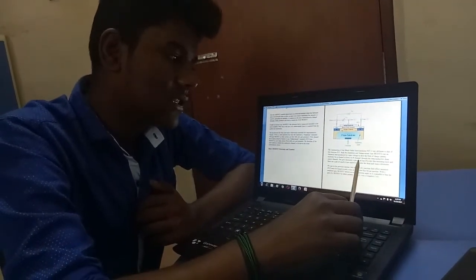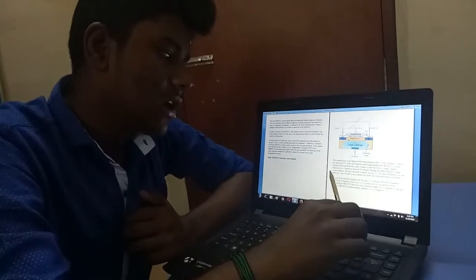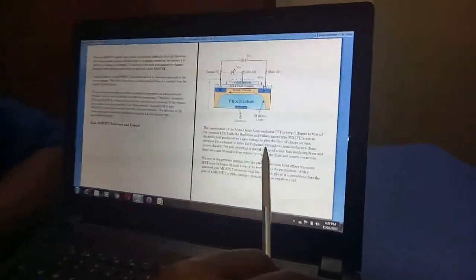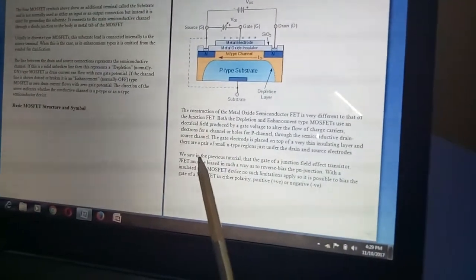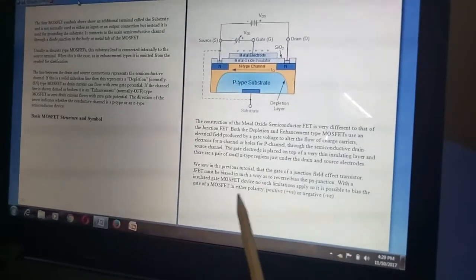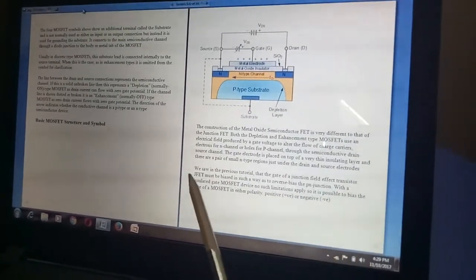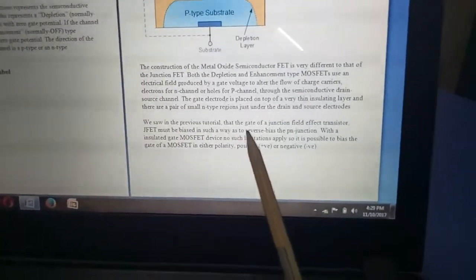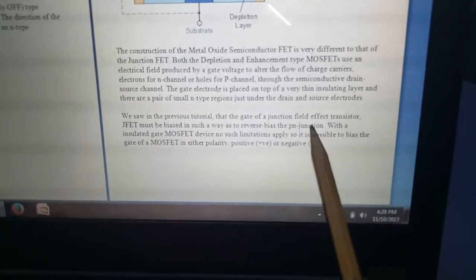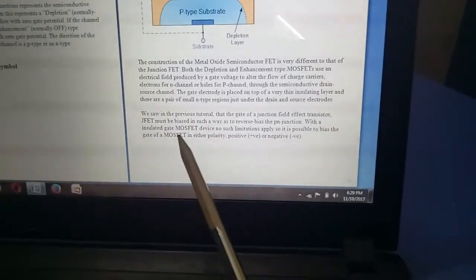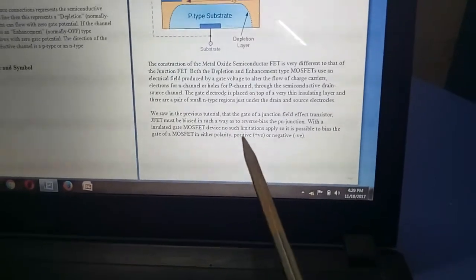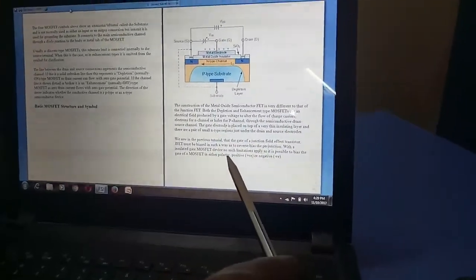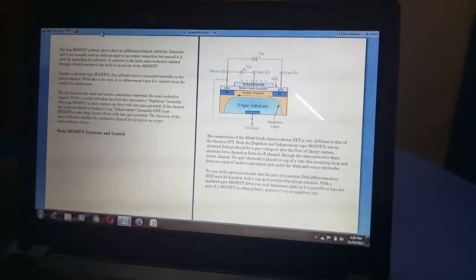The gate electrode is placed on top of a very thin insulating layer, and there are a pair of small n-type regions just under the drain and source electrodes. We saw in the previous tutorial that the gate of the junction field effect transistor, JFET, must be biased in such a way as to reverse bias the PN junction. With an insulated gate MOSFET device, no such limitation applies, so it is possible to bias the gate of a MOSFET in either polarity, positive or negative.